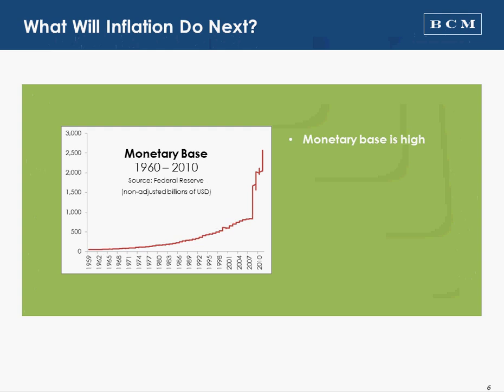Something else we can look at are interest rates. Interest rates right now are at historic lows. All you have to do is take a look at your savings account and look at how little they're paying you to see how low those rates really are. When domestic interest rates are low, that makes our currency less attractive to foreigners, and as they sell our currency in favor of other currencies, that can impact inflation at home.